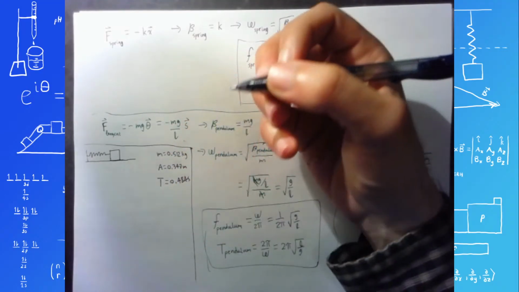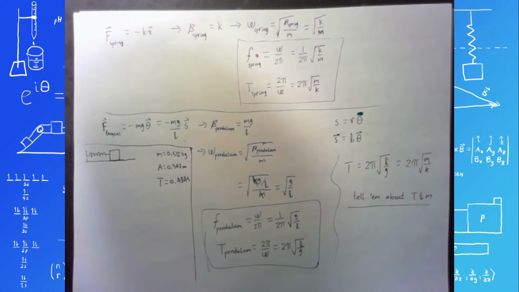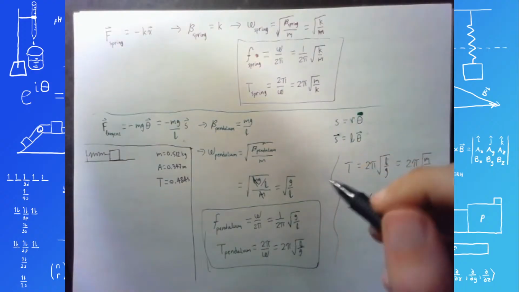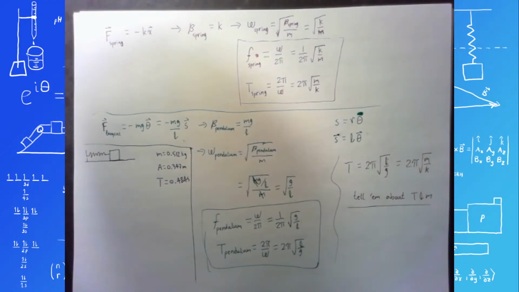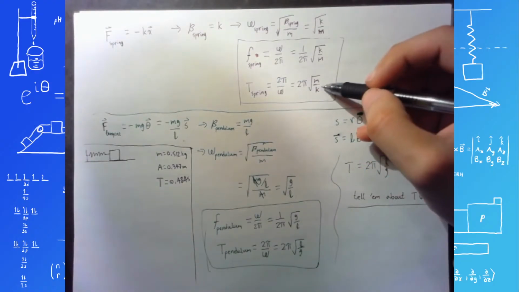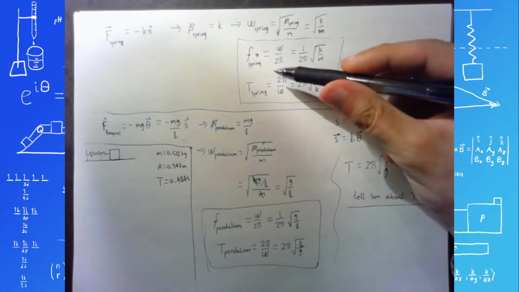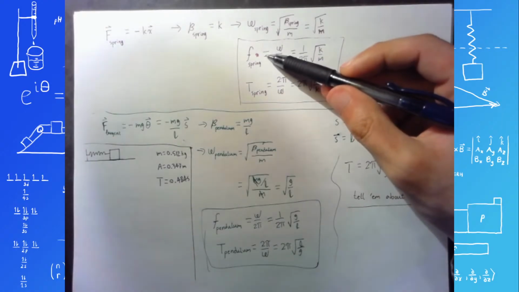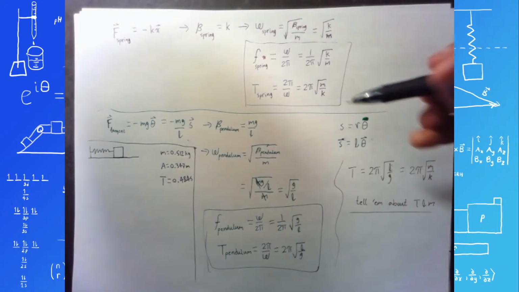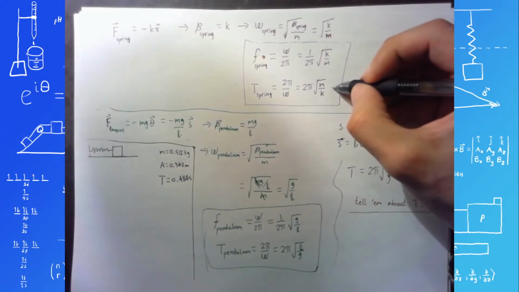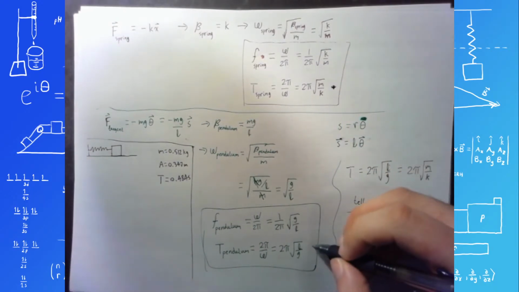Oh, and I just remembered there's one more thing to check with these equations. Do the units actually work out? That's something we need to look at. We only need to check one of them, because if the units come out to be seconds for period, then you know they're going to be inverse seconds for frequency. So yeah, I'm just going to check this one, and check this one.